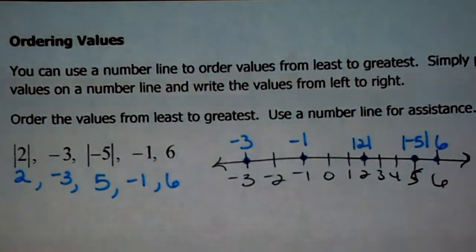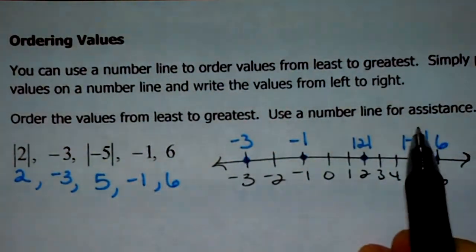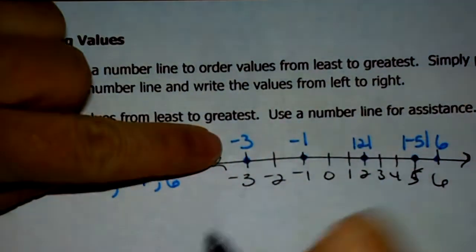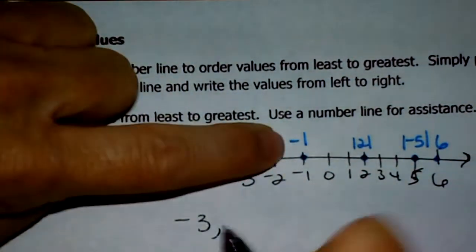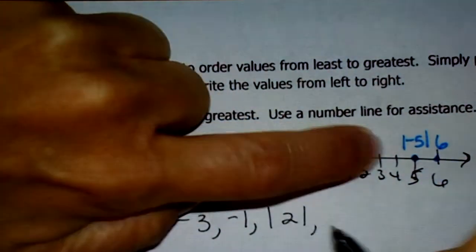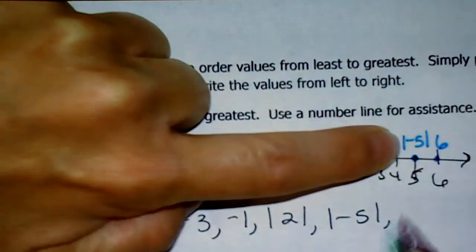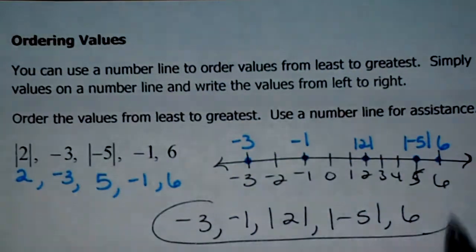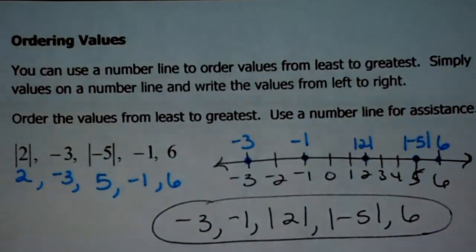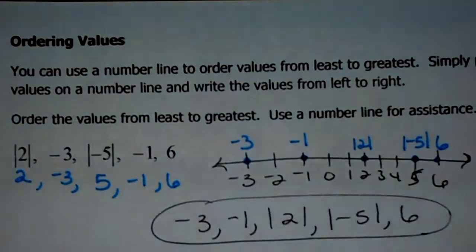What's beautiful about this right now is that I have my answer right here. Lowest to highest means I'm going from the left to the right. So my answer would be -3, -1, the absolute value of 2, the absolute value of -5, and 6. So that number line will make it really, really easy for you. I know it's kind of a pain in the arm to have to write it all out, but it makes it a lot simpler in the long run.